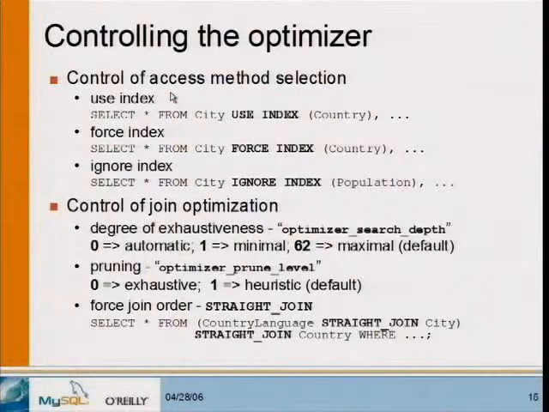Generally, there are several ways you can control the optimizer. You can control what indexes are selected. Like USE INDEX: this hint tells the optimizer to please use only this index if possible. FORCE INDEX says use this index even if a table scan is faster. And IGNORE INDEX means exclude those particular indices. Yes?